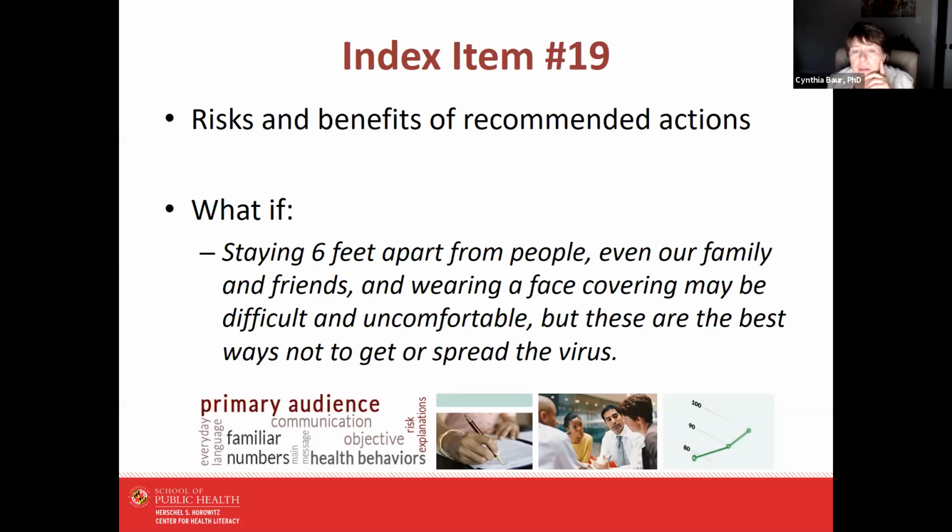And the last index item that's related to risk communication specifically that I want to call out is item number 19. It says when you give people recommended actions, you need to talk to them about the risks and the benefits. So again, this is a hypothetical statement that we could have used. We talked about social or physical distancing, but staying 6 feet apart from people, even our family and friends, and wearing a face covering may be difficult and uncomfortable, right? Acknowledging this is not what people would choose to do, but it's important to do. But these are the best ways not to get or spread the virus, right?